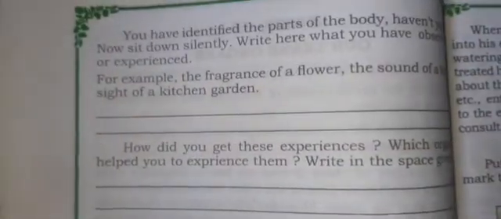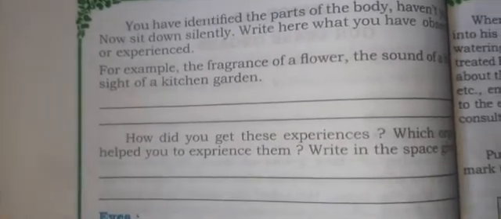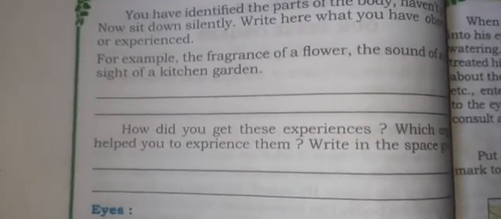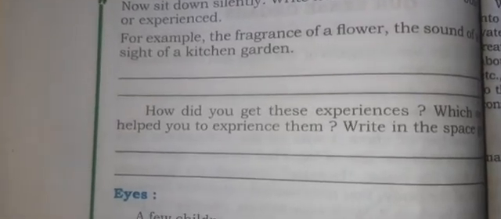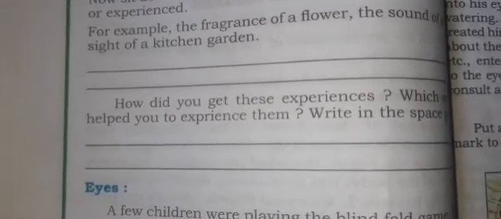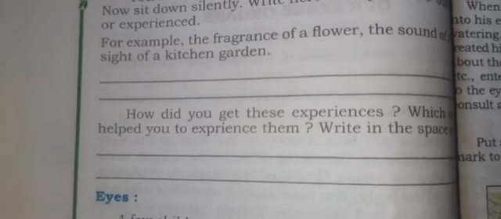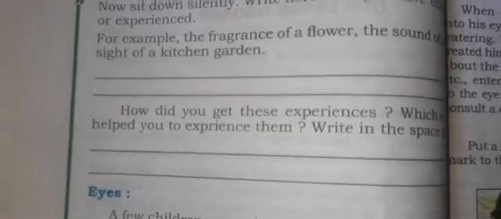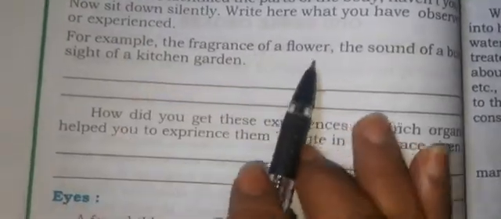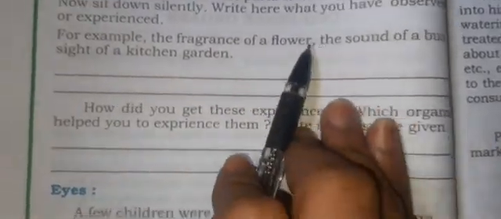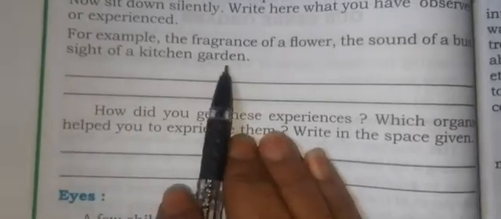For example, we see the book through our eyes, we hear the information that your teacher gives through ears, and you smell the fragrance of a flower through your nose. You feel the taste of food by your tongue. You feel the heat or cold through your skin. Like that, here are also examples: the fragrance of a flower, the sound of a bus, the sight of a kitchen, a garden. Like this they have given.